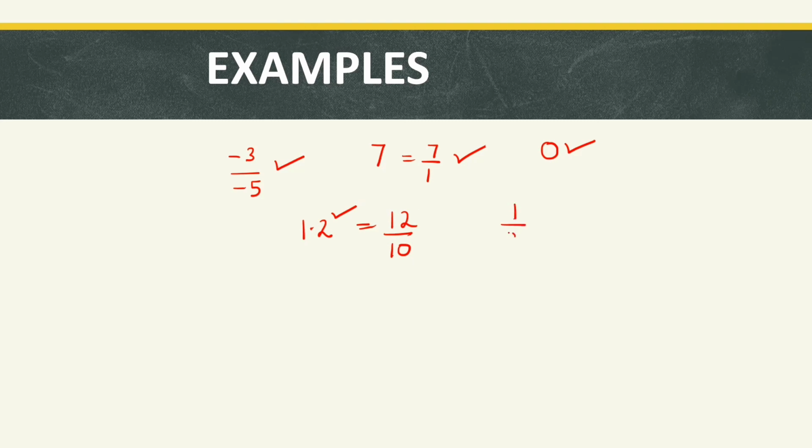How about 1 by 9? I would get 0.111 which goes on repeating, which I can write as 0.1 with a bar here, which says 1 is repeating. So I know that recurring decimals are also rational numbers. Therefore, 1 by 9 is a rational number. How about 5 by minus 3? I see that 5 is an integer, minus 3 is an integer, and the second condition, denominator is not equal to 0. Therefore, 5 by minus 3 is also rational.